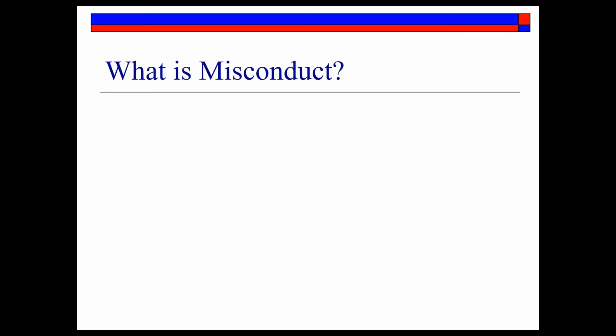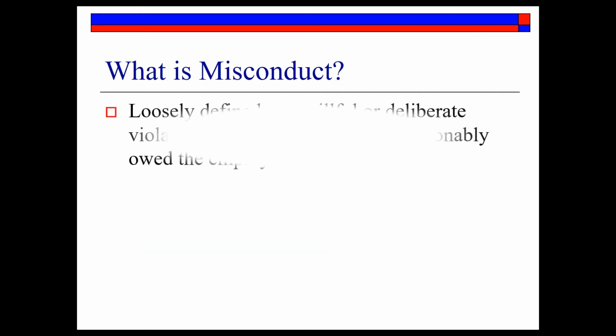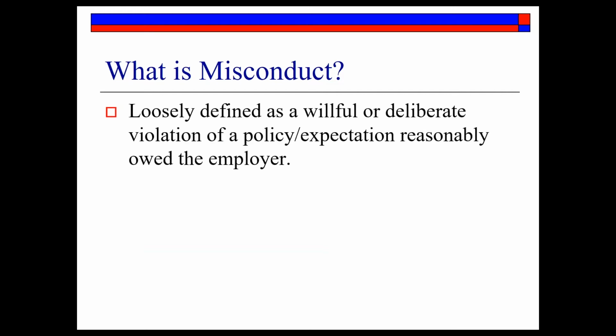Now, what is misconduct? As you probably have guessed from past seminars that we've had, or even conversations on a claim-by-claim basis, it's loosely defined as a willful or deliberate violation of a policy or expectation that's reasonably owed your company. Now, the key words here, obviously, are willful and deliberate. Whenever you're writing an individual up, you want to focus on willful and deliberate. You want to keep that in your mind at all times.